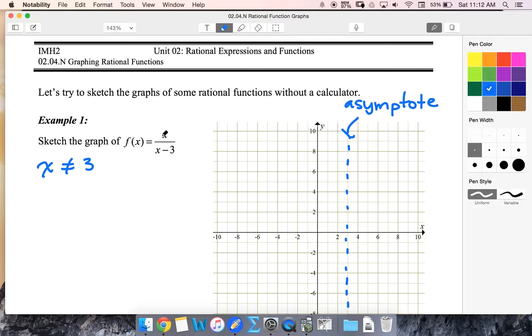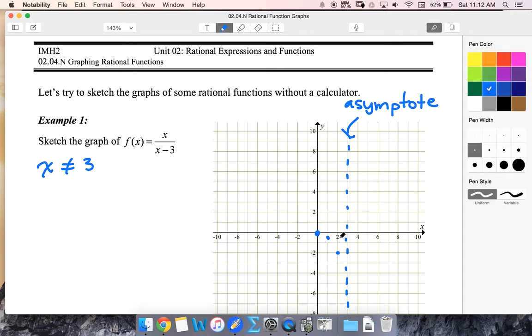If I plug in 0, I'll have 0 divided by -3, which of course is just 0. So I go through the point (0, 0). If I look at 1, I'll have 1 over -2, so that gives me (1, -1/2). If I plug in 2, I'll have 2 over -1, so that's -2.